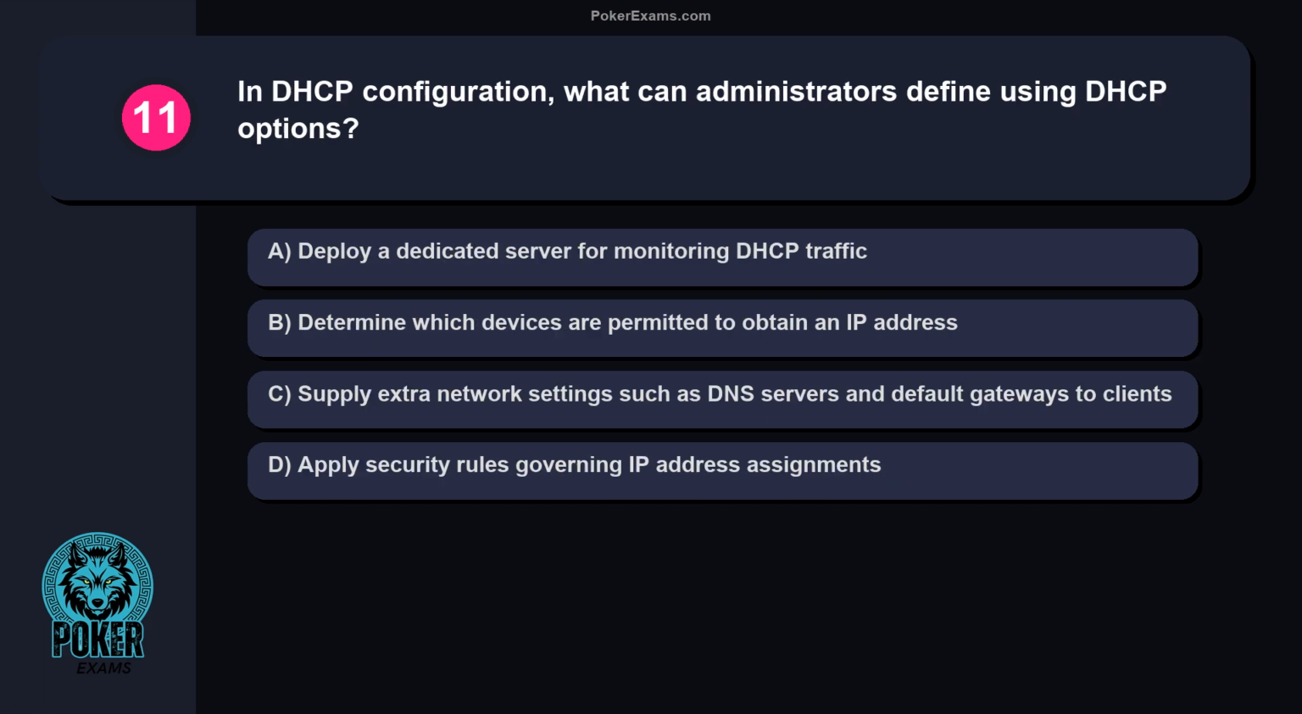Question 11. In DHCP configuration, what can administrators define using DHCP options? Deploy a dedicated server for monitoring DHCP traffic. Determine which devices are permitted to obtain an IP address. Supply extra network settings such as DNS servers and default gateways to clients. Apply security rules governing IP address assignments.